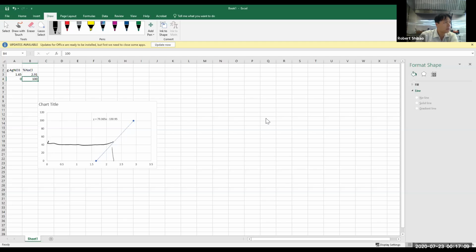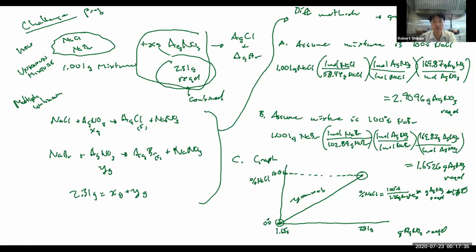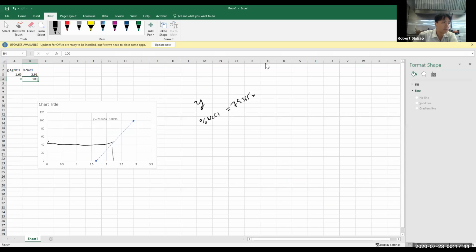X for X. And so Y is the percent sodium chloride. We'll plug that here. That's equal to 79.365 times X, which is grams of silver nitrate, 2.31 grams of silver nitrate required. So let me go back. It was 2.31. And then the intercept, which is minus 130.95.